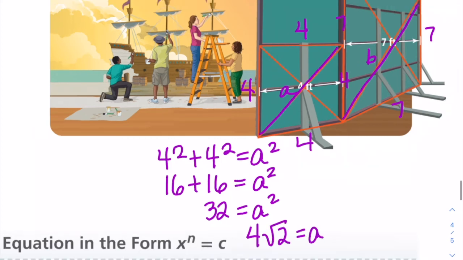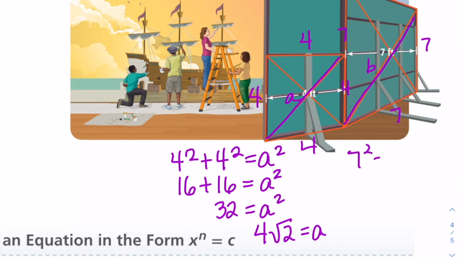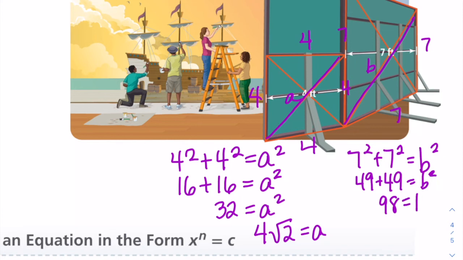For the second square, we can use Pythagorean Theorem as well. 7 squared plus 7 squared equals B squared. So this is 49 plus 49 equals B squared, which is 98. And you can see that this will equal 7 root 2.